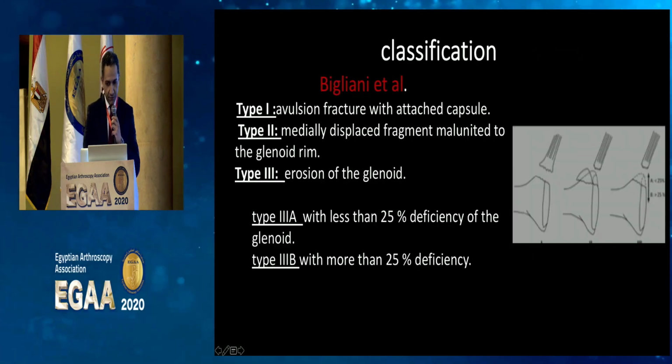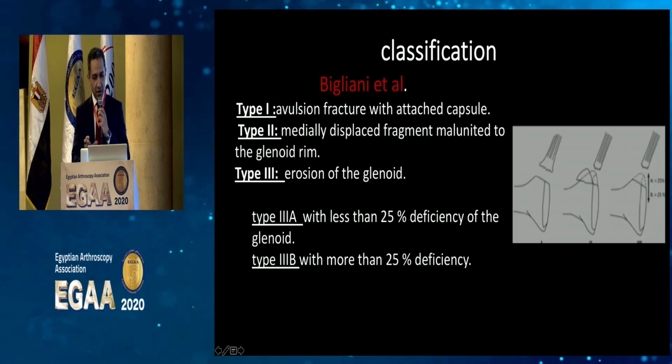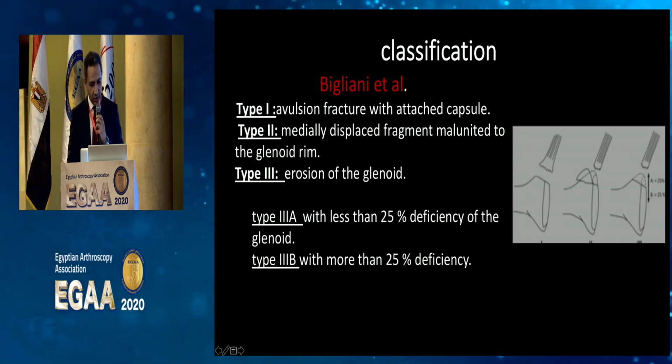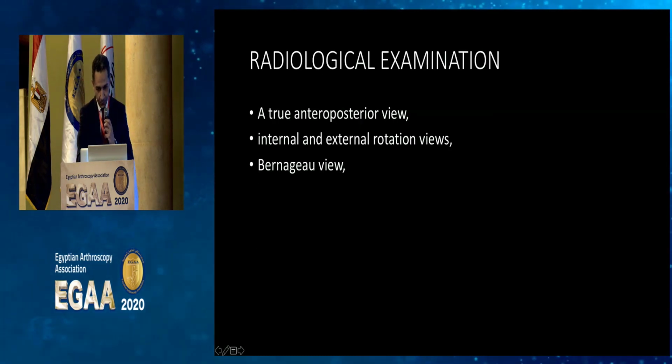The classification of glenoid rim fracture, or the bony Bankart, was described by Bigliani long ago. Type 1 is a avulsion fracture of the attached capsule. Type 2 is a medially displaced fragment, either attached or not attached to the capsule. Type 3 is erosion of the anterior glenoid, which is further divided into type 3A with less than 25% deficiency, and type 3B with more than 25% bony deficiency.